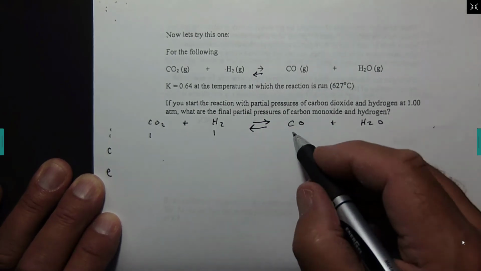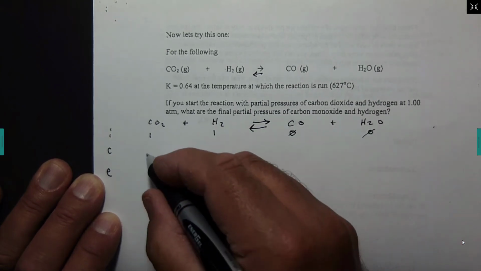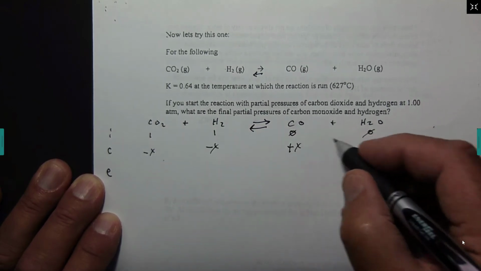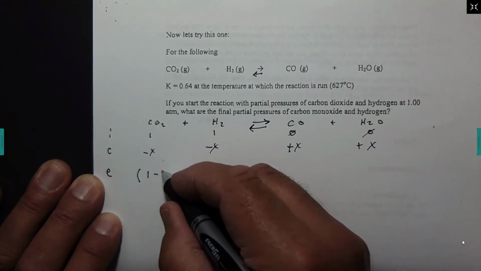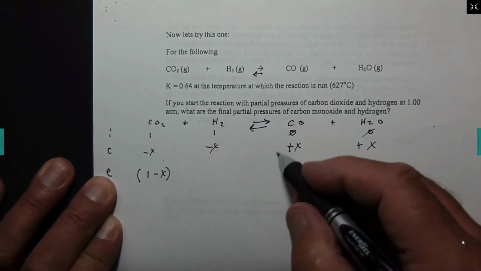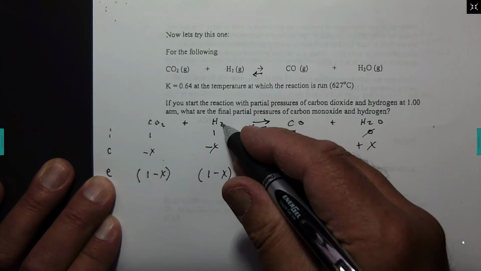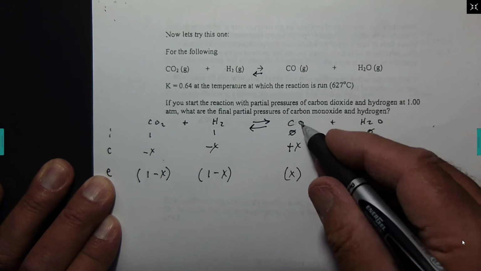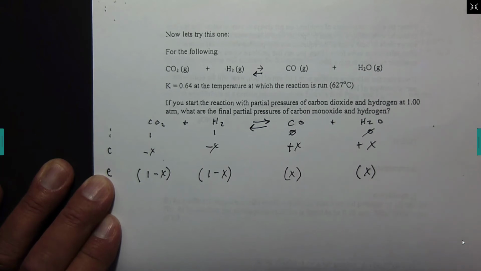Before anything's reacted, what's the concentration of these guys? 0. How did the concentrations change? These go down by X. These go up by X. At equilibrium, you'll have 1 minus X as your equilibrium concentration of carbon dioxide, 1 minus X as your equilibrium concentration of hydrogen. You'll have just X as your concentration of CO, and at equilibrium you'll have X as your concentration of H2O.